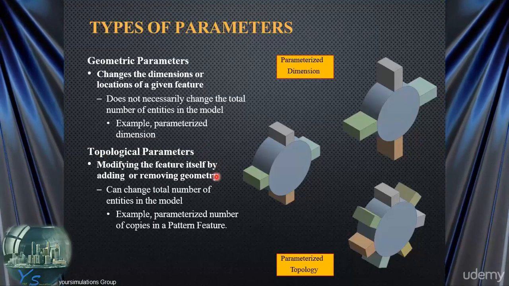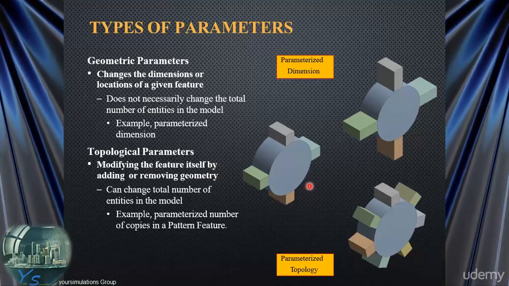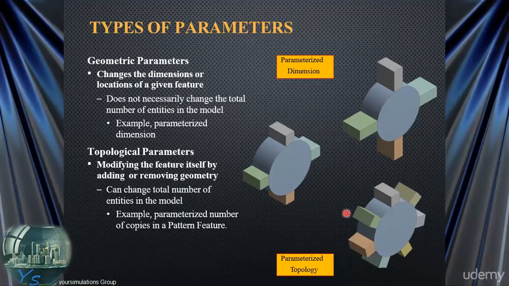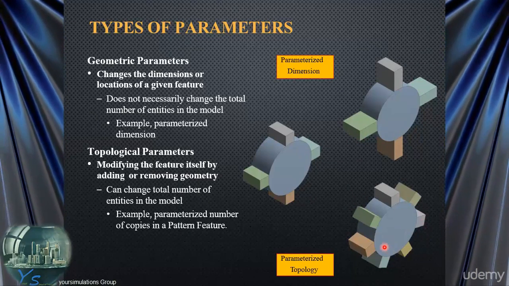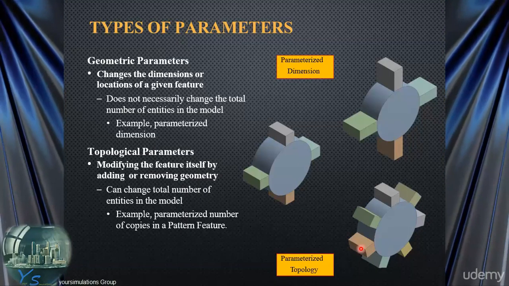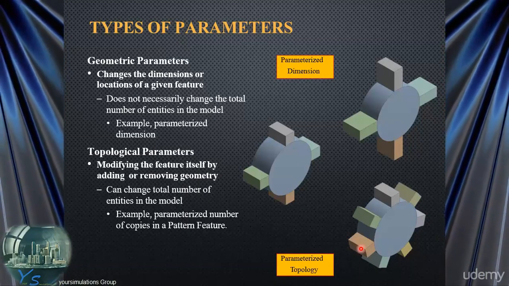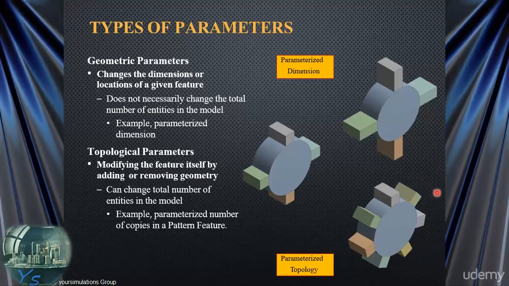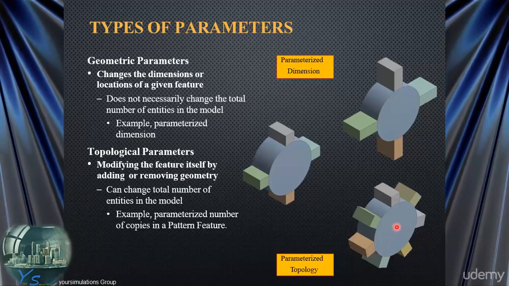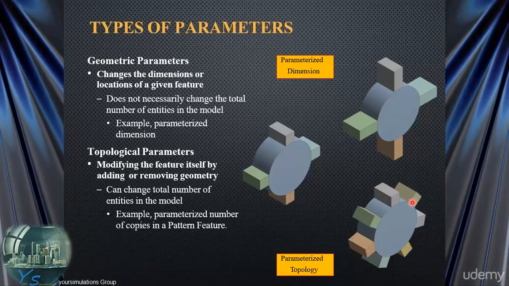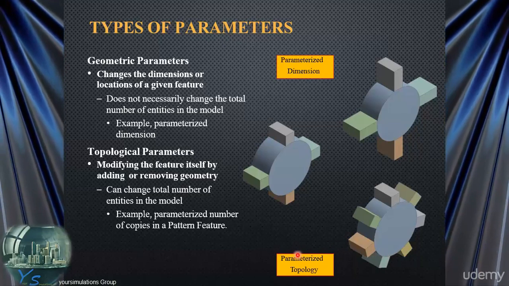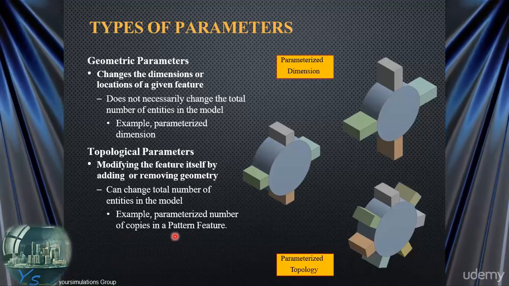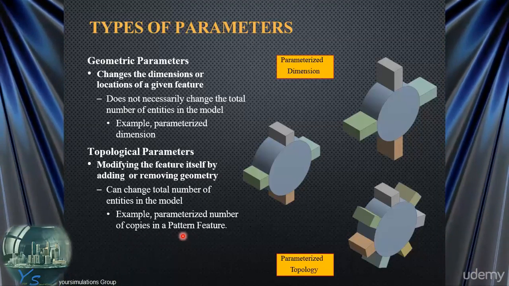So here what we're doing is we're not changing the existing geometry, we're changing the topology. So here we're adding or subtracting to the existing geometry to create new geometry, or to remove geometry. So here's the example of creating a copy or patterning of the fins around the cylinder, and we're changing that number, so it's creating a different number of fins around the perimeter of the cylinder. So here the parameter value would be the number of copies in the pattern feature, which is the Design Modeler operation itself.